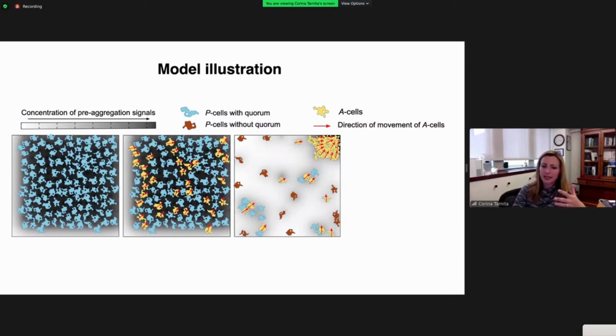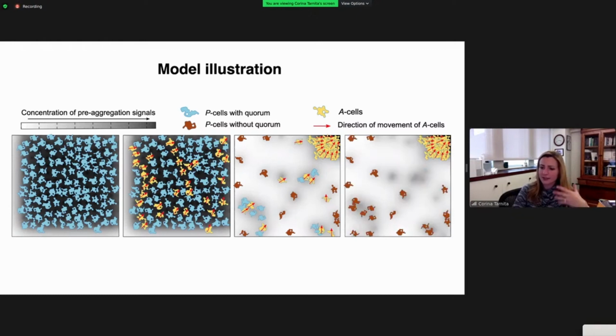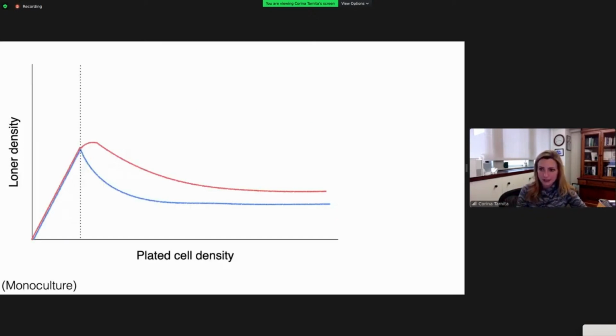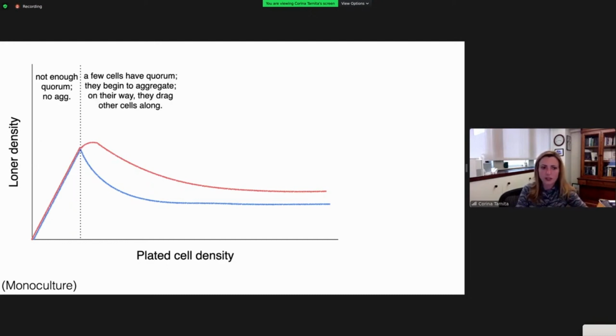So basically, our hypothesis is that the loners are these P cells, the cells that used to have a quorum, but they just didn't make the decision to aggregate at the right time, probabilistically, and then they were left behind, and now they don't have quorum met anymore. This is a simple hand schematic, but the model results then predict exactly the behavior that we see in the experiments. They predict that initially there's not enough quorum, there's no aggregation.